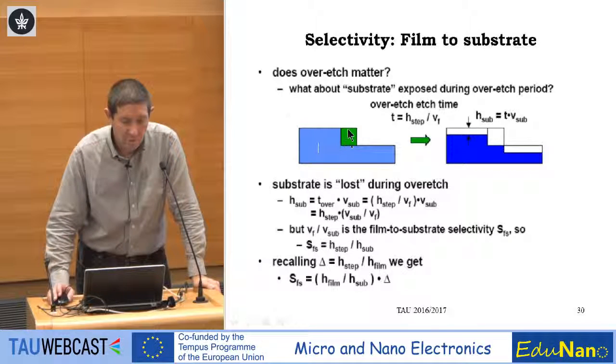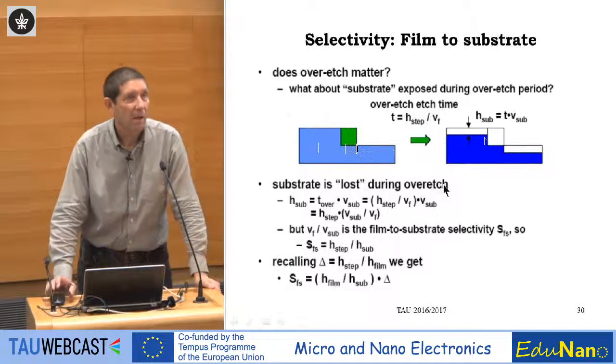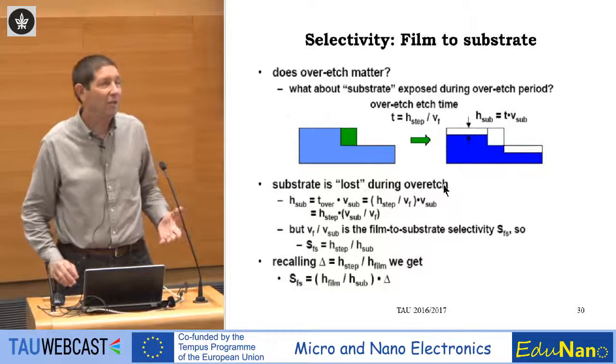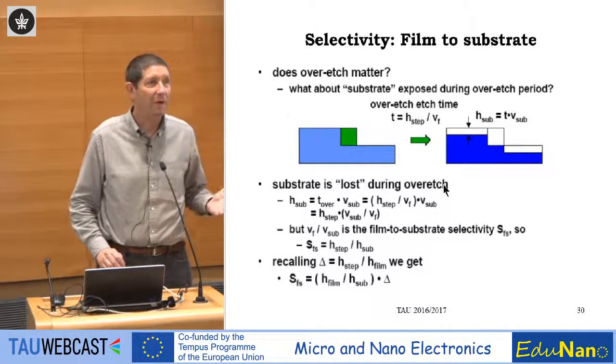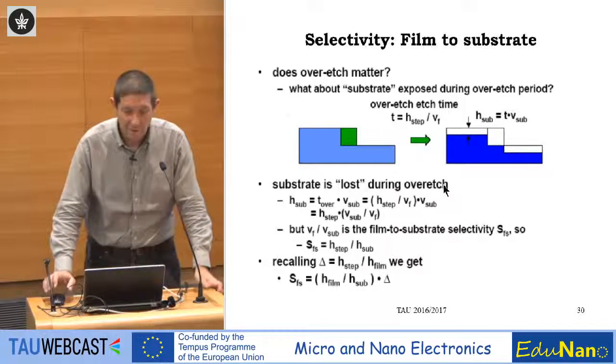So then I continue to etch. So what happens, I also etch a little bit here. So I can end up with two steps. This step and this step, because when I remove this green part, I also etched a little bit of this part. Substrate is lost during overetch. In real life, selectivity is not infinite. In real life, there is some finite value for selectivity.